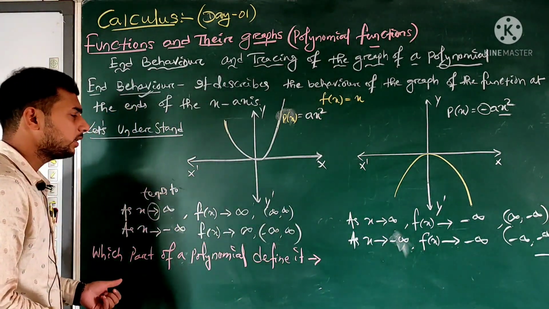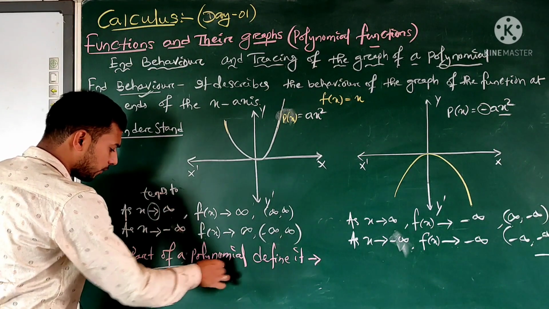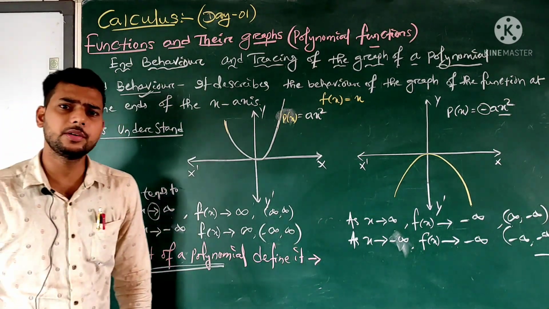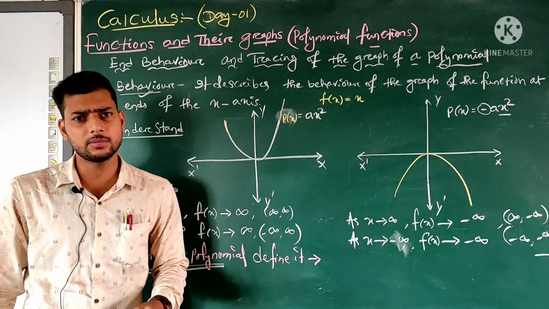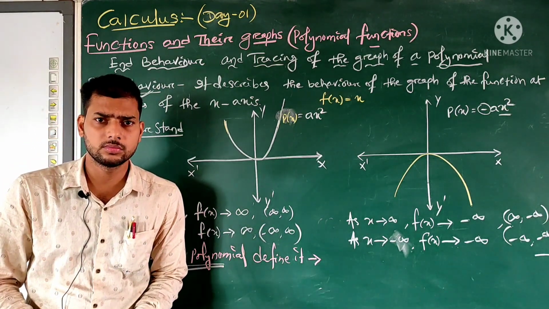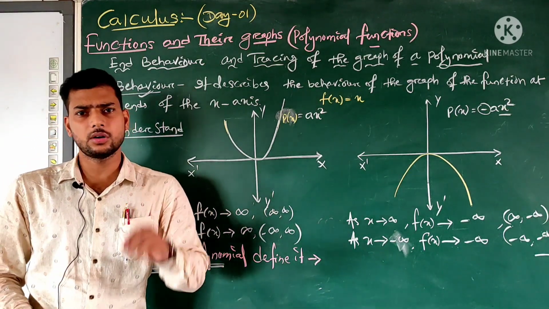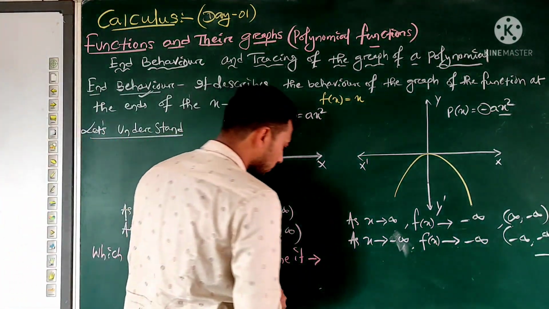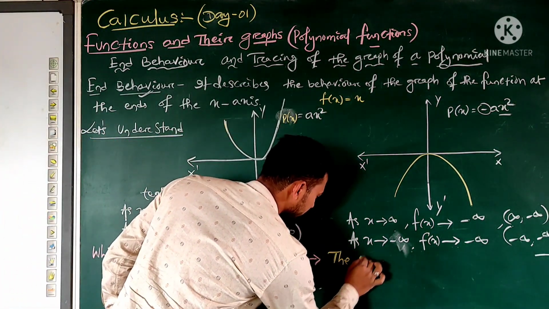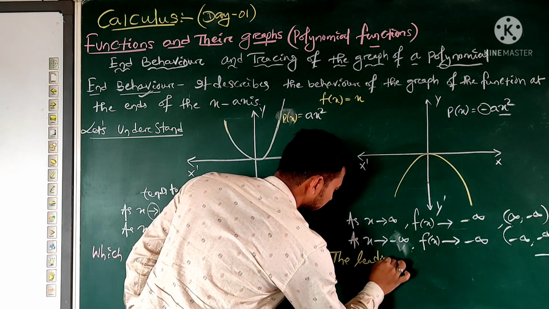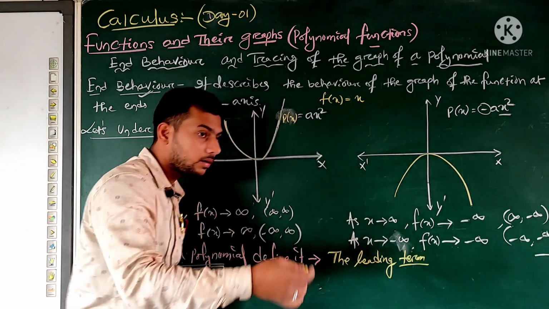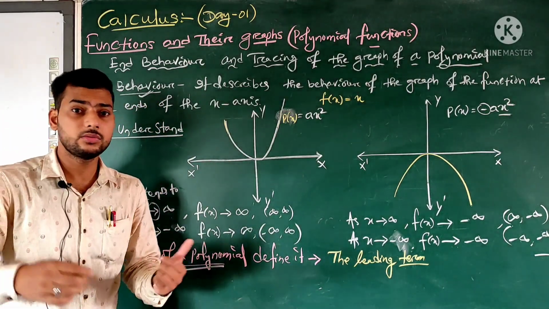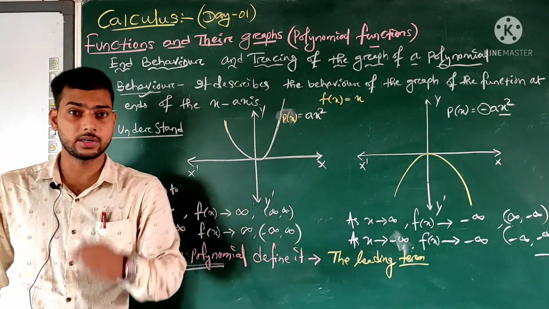To understand which part of a polynomial is going to define this end behavior, can any part of the polynomial be considered to describe the behavior? The answer will be no. So the leading term, we can say. What is the answer to this question? The leading term. You need to remember these things because in the next question we are going to discuss how to trace the graph. These things are very much important.